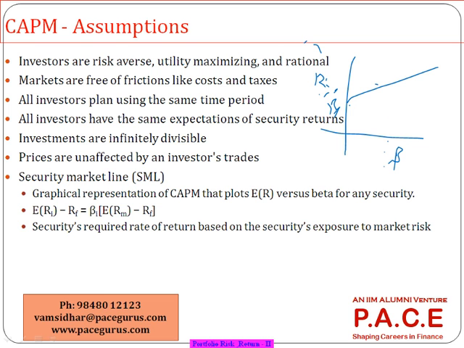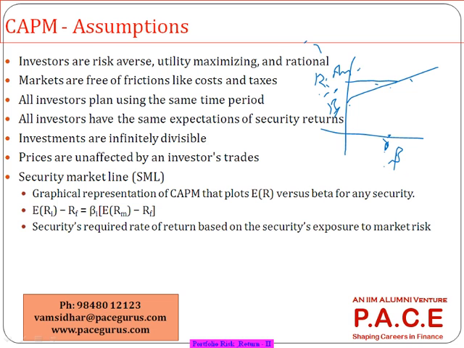Now let me assume that this is the market. For the market we said beta equal to 1. So corresponding to this beta, let's say this is the market return. For the market the beta equal to 1, so this is the market return.